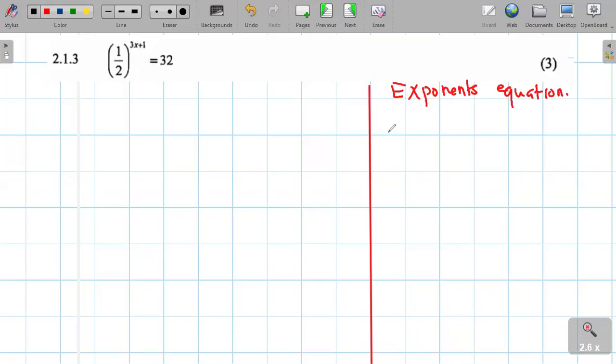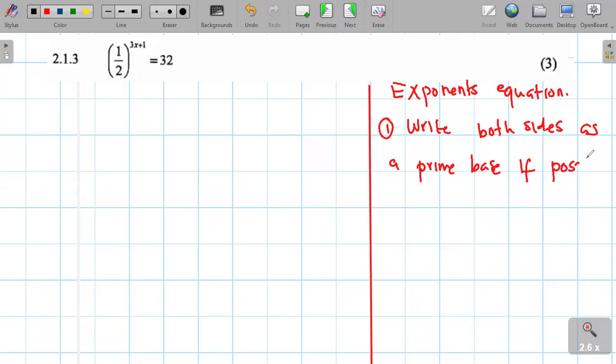Number 1, always try to write both sides as a prime base, if possible. Rule number 2, make the bases equal. Number 3, we equate the exponents.